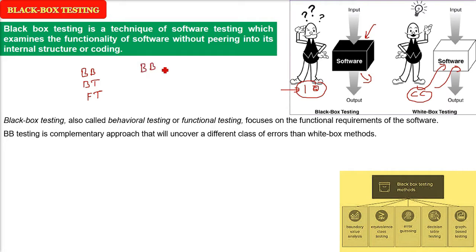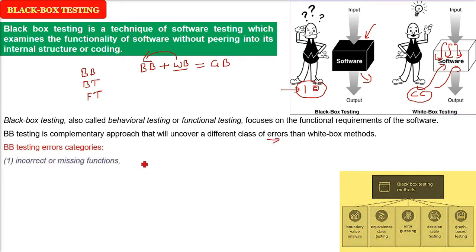Please remember, black box testing is complementary to white box testing because they both uncover different classes of error, different kinds of error. I'll tell you what kind of error black box testing will generate. Let me add one more thing. Black box testing is always done after white box testing. If you combine these two, there will be another testing called gray box testing, again finding different classes of error.